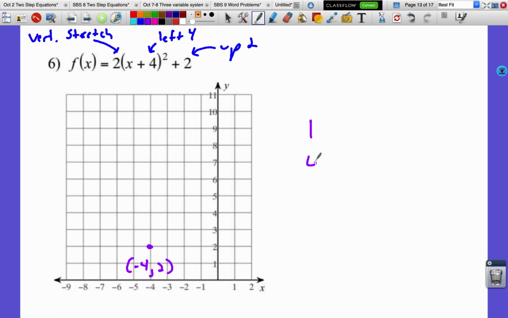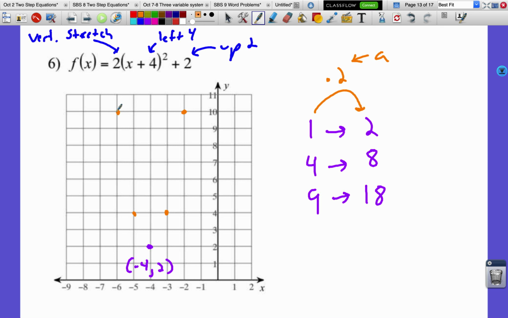And now the pattern 1, 4, 9, everything's going to get multiplied by 2. So as I go out from my vertex, I'm going to go up 2, 8, 18. All right, so this is all times 2, which is the a value. All right, so back to the vertex. If I go out 1, now I'm going to go up 2, make it symmetrical. Back to the vertex. If I go out 2, now I'm going to go up 8. So bring me all the way up here, make it symmetrical, and I'm off the graph.